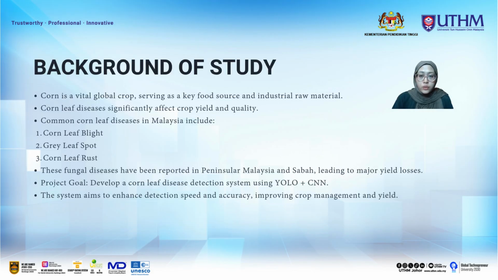So I will start with the background of study. Corn is a vital global crop, serving as a key food source and industrial raw material. Corn leaf diseases significantly affect crop yield and quality. Three common corn leaf diseases in Malaysia are, first, corn leaf blight, second, grey leaf spot, and the third is corn leaf rust. These fungal diseases have been reported in Peninsular Malaysia and Sabah, leading to major yield losses.